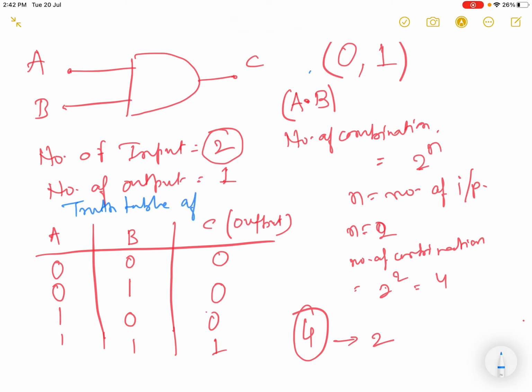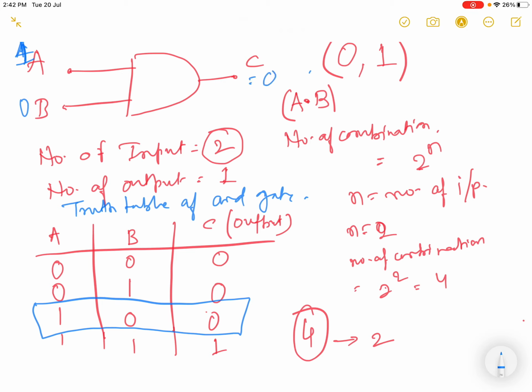Truth table of AND gate. What does this mean? Suppose that we pick this combination. It means if input of A is 1, and input of B is 0, then what is the combination? What should be the output? Output should be 0.